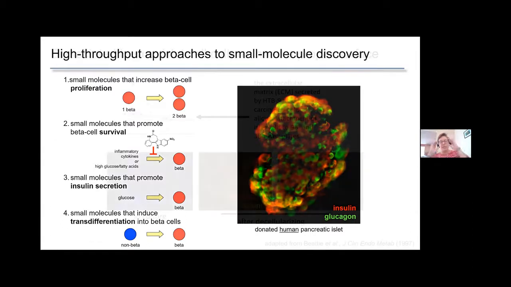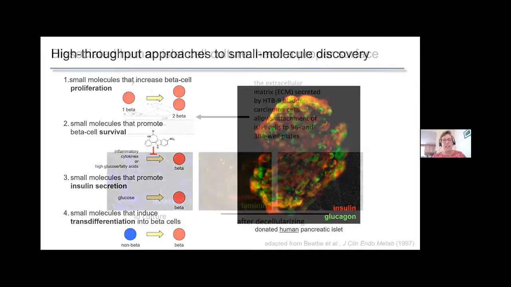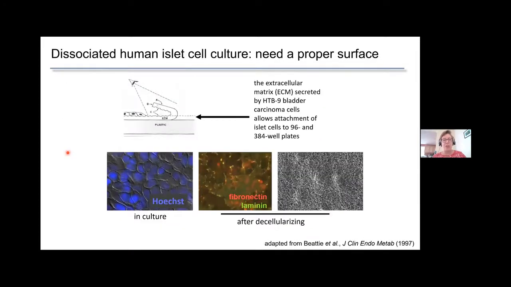But to do this, we started this over 10 years ago with the idea that, well, we'll take islets, throw them in a dish, and we'll treat with compounds and then read out beta cell proliferation, because that's what we had done with cancer cell lines in the past. So why not do this with islets? Of course, never that easy. Human islets do not adapt well at all to plastic dishes.